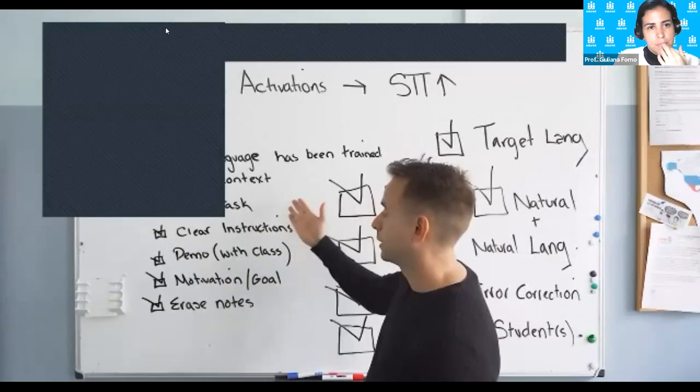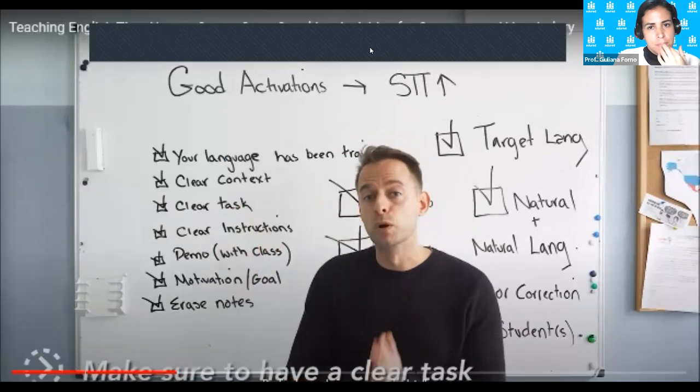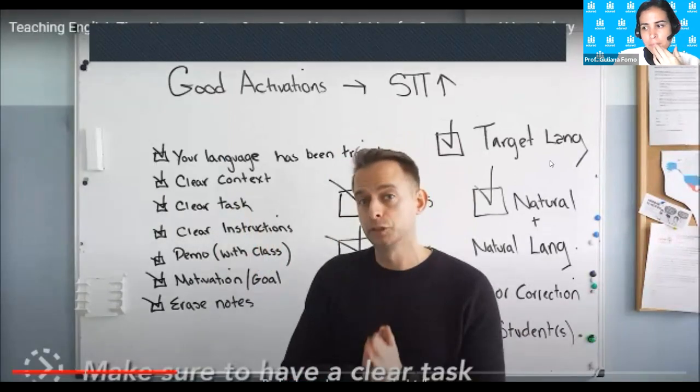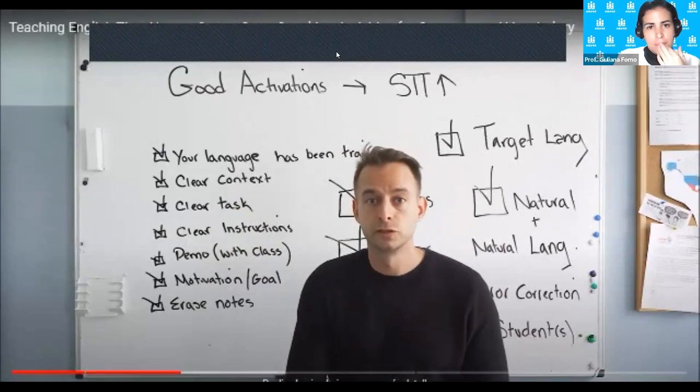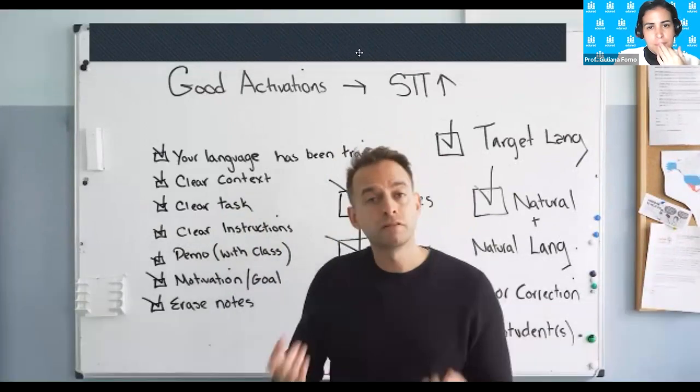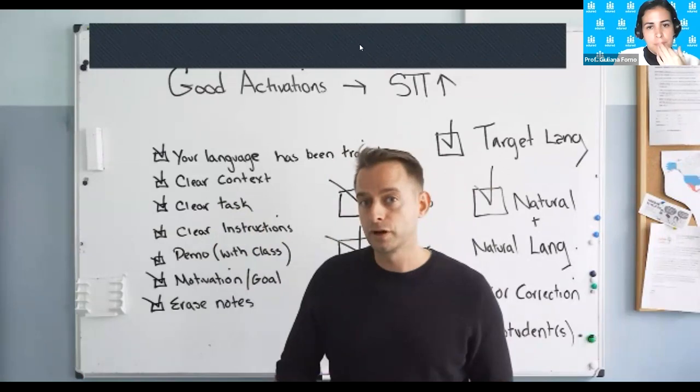The next thing that you want to do is to have a clear task. And this is where most teachers fail. What I mean by this is that if I just tell two students to role play, they're not really going to do anything. They're not going to know what to talk about or how to get all that language out.